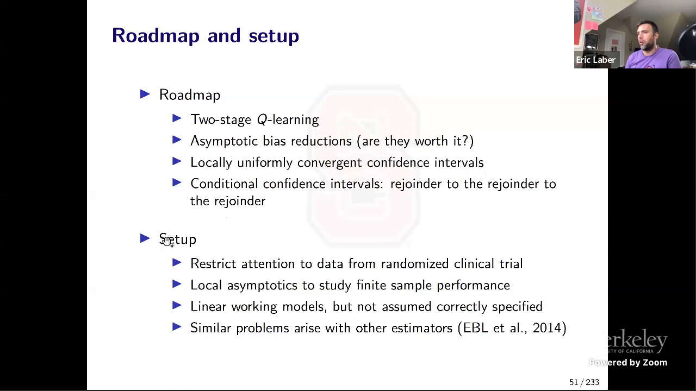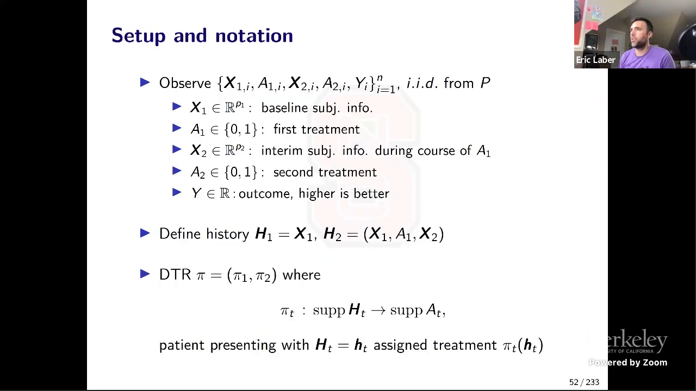In terms of setup, we're going to look now at data from a randomized clinical trial to make things simple. We'll use local asymptotics, as we've already argued, to study the finite sample performance. We're going to use linear working models for the Q functions, but we won't assume that they're correct. The same idea applies to other estimators, like direct search type methods and other things. The same issues arise and the same intervals apply. Okay, so here's the setup now. It's slightly more complicated than before.